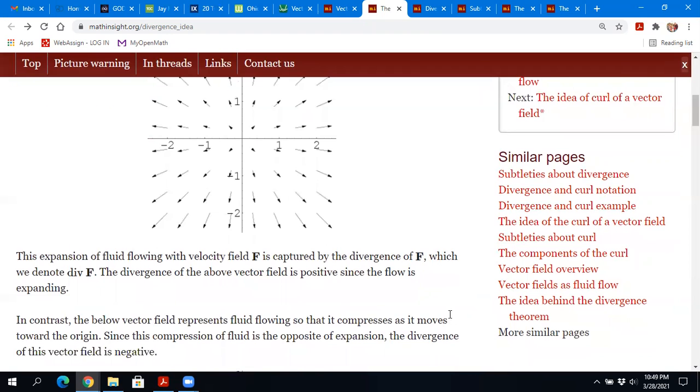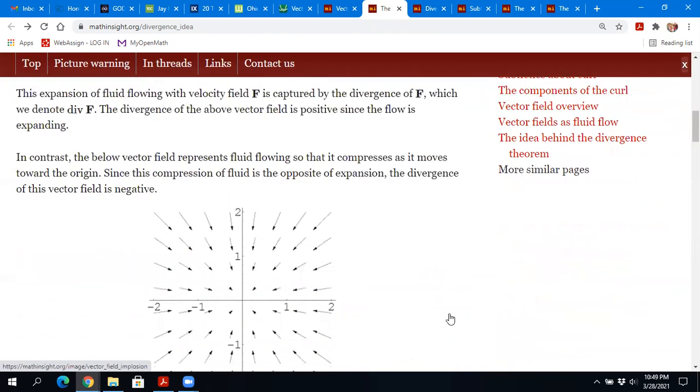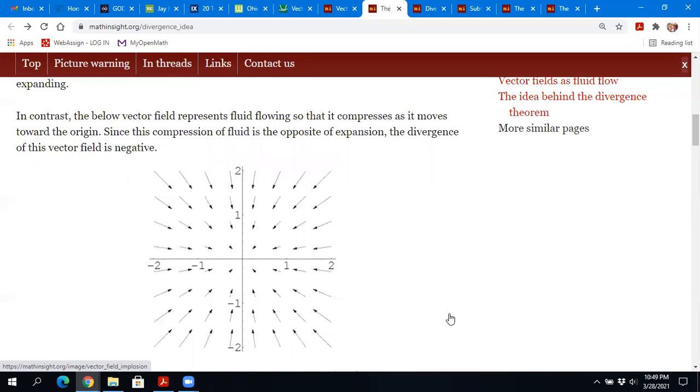Okay? And then it says, by contrast, the below vector field represents the fluid flowing so that it compresses as it moves toward the origin. So like if I were to concentrate on this point right here, you see that the vectors coming into this point are bigger than the vectors that flow out of this point. And therefore, this thing would be called a sink, which means that fluid is being compressed there at that point, okay? Fluid is being compressed there as opposed to expanded, okay?